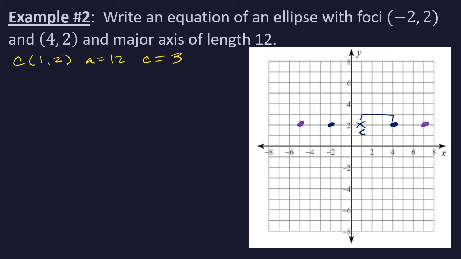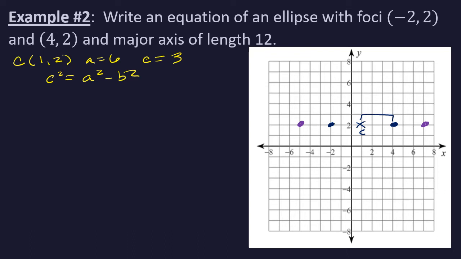Now, in order to write the equation of my ellipse, I have to have that b value. So c squared equals a squared minus b squared. So if I look at this and I start working on this, I have, oh, I made a little mistake up here and I need to fix that. My major axis, the length is 12, which means my a value is actually 6. Sorry about that. So everybody make sure a is 6.